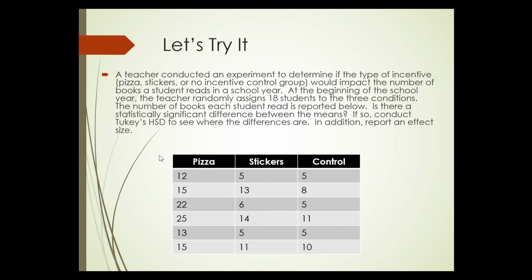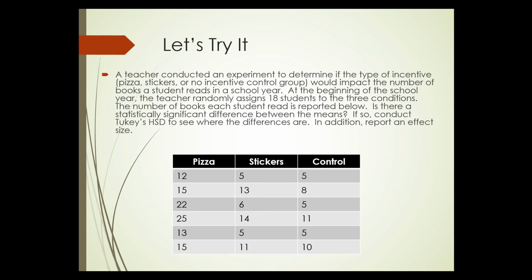And we're recording how many books the students have read in these different conditions, and we want to see, is there a significant difference between books read if students are rewarded with pizza, stickers, or if they're in the no reward control group. So we're going to run the ANOVA. If the ANOVA is significant, we'll do the post hoc test, the Tukey's post hoc test, and then finally we'll also report an effect size for the overall ANOVA.